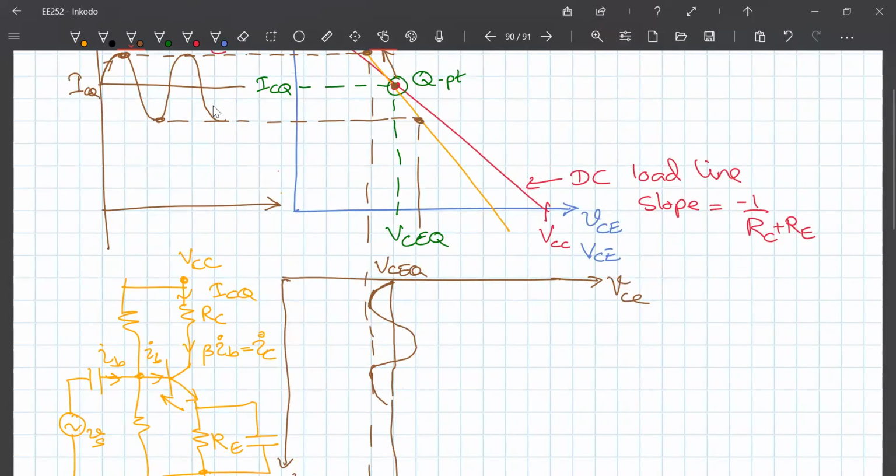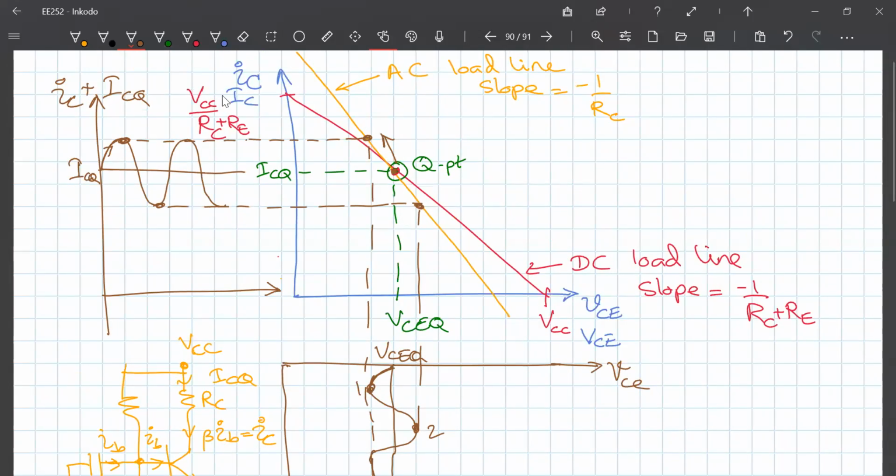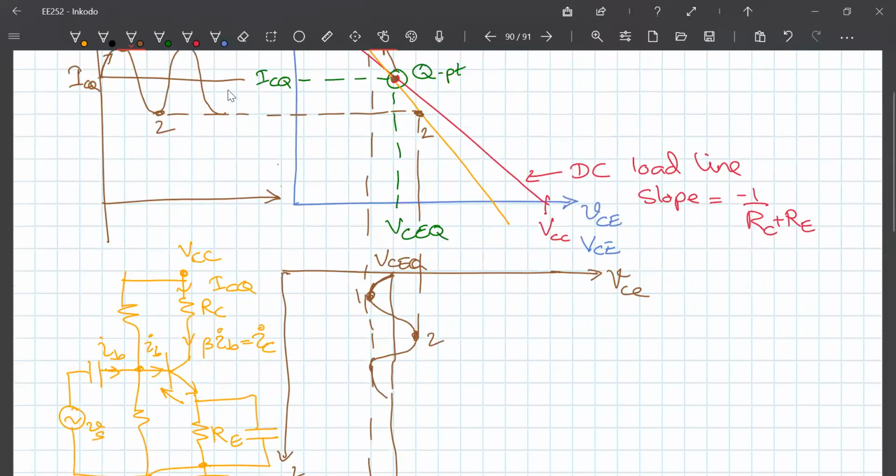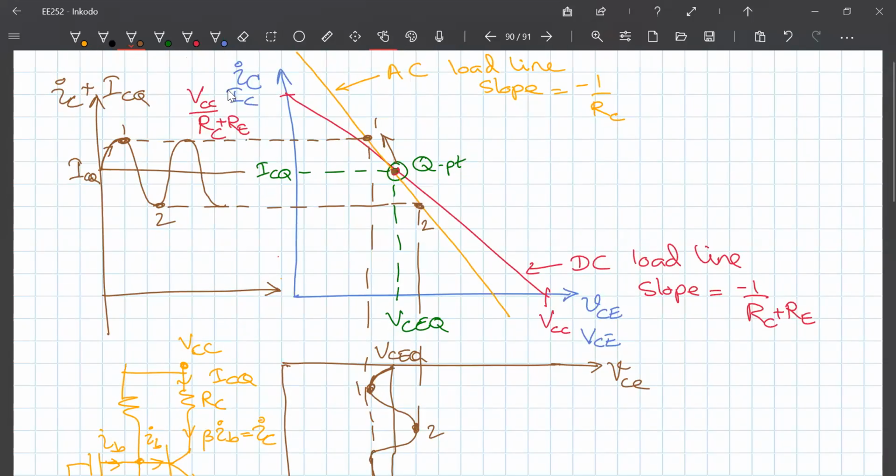So at this point it will be here. Okay, so this is basically what you have. So therefore when you apply a voltage, what will happen is the signal will move along the AC load line like that, along this. Okay, so while the Q point is still the same because it is the DC point, operating point, the instantaneous operating point will move along the AC load line up and down.